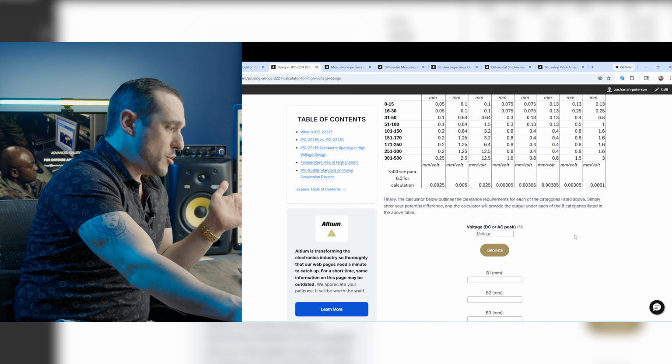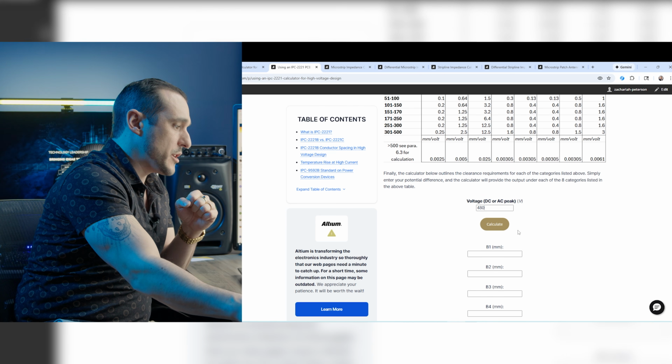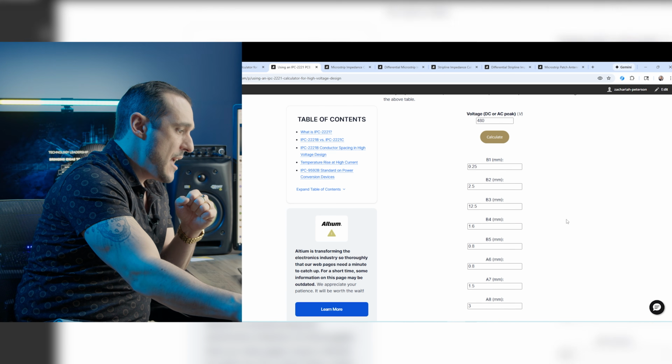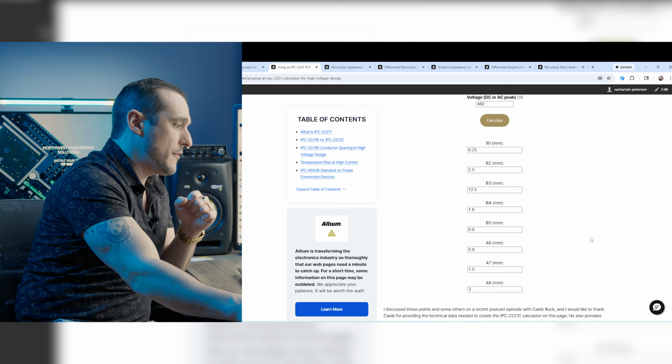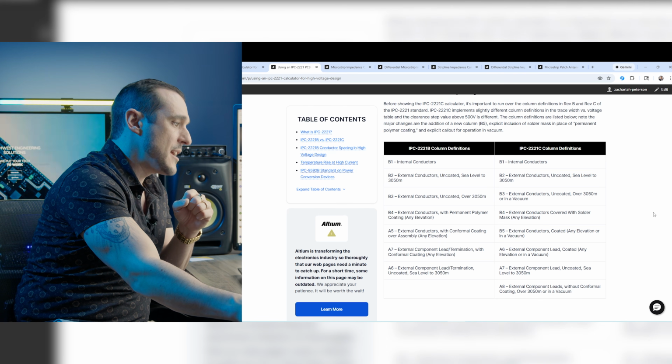Here, again, you just do the same thing as in the previous calculator, put in a peak AC voltage or DC voltage, hit the calculate button, and you can see here it gives you all of those different clearance values for each of these different categories that are defined in this table.